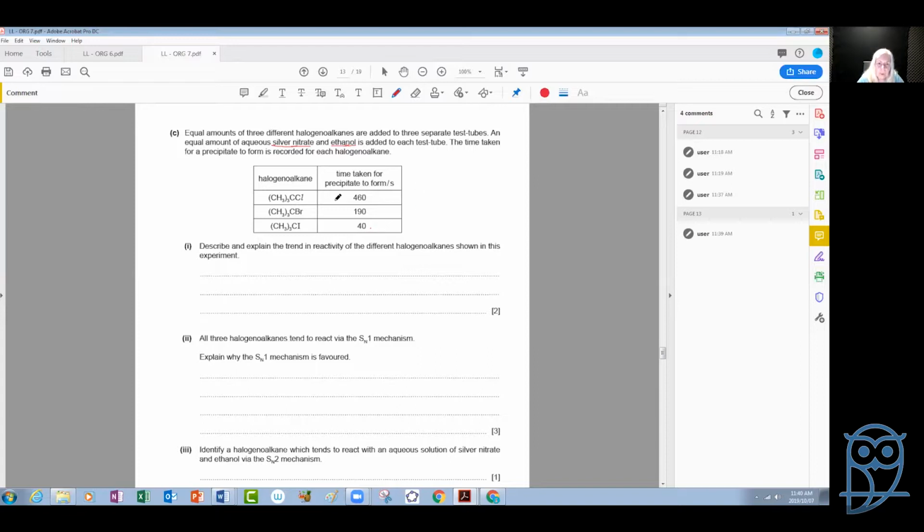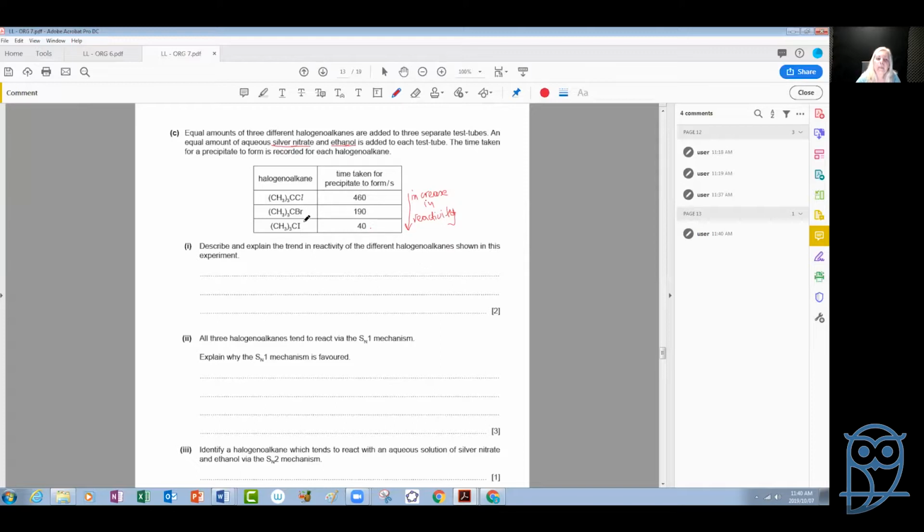So as we go down the column, we see an increase in reactivity. The reactivity increases, therefore the precipitate forms faster here. So we can say here we see an increase in reactivity. Describe and explain. So what does it mean now? If it's easier for the precipitate to form as we go down the column, which is down the group 7 elements, what does it mean?